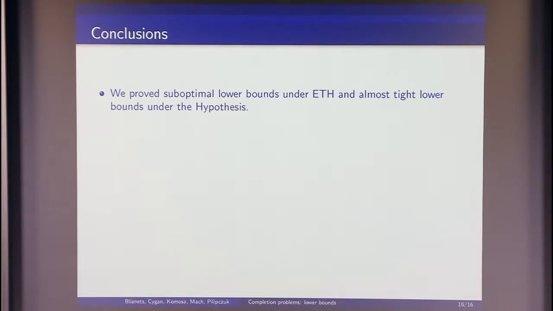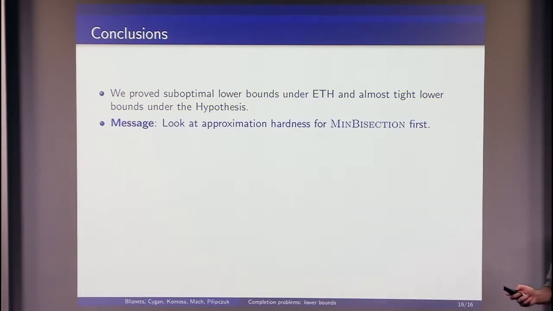So we have proved suboptimal lower bounds under ETH, and have corroborated our suspicion that square root k is the optimum answer by showing this hardness under this minimum bisection hypothesis. So the message is not that we have actually proven tight lower bounds, but that now we have uncovered in a sense where the core of the problem lies, in this minimum bisection problem.